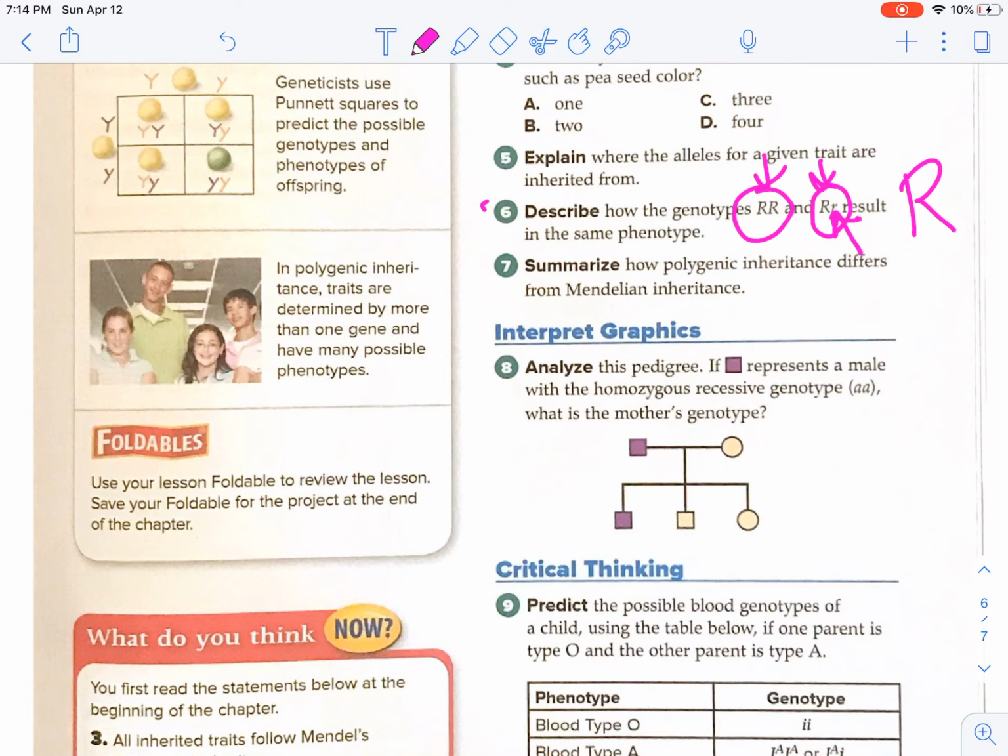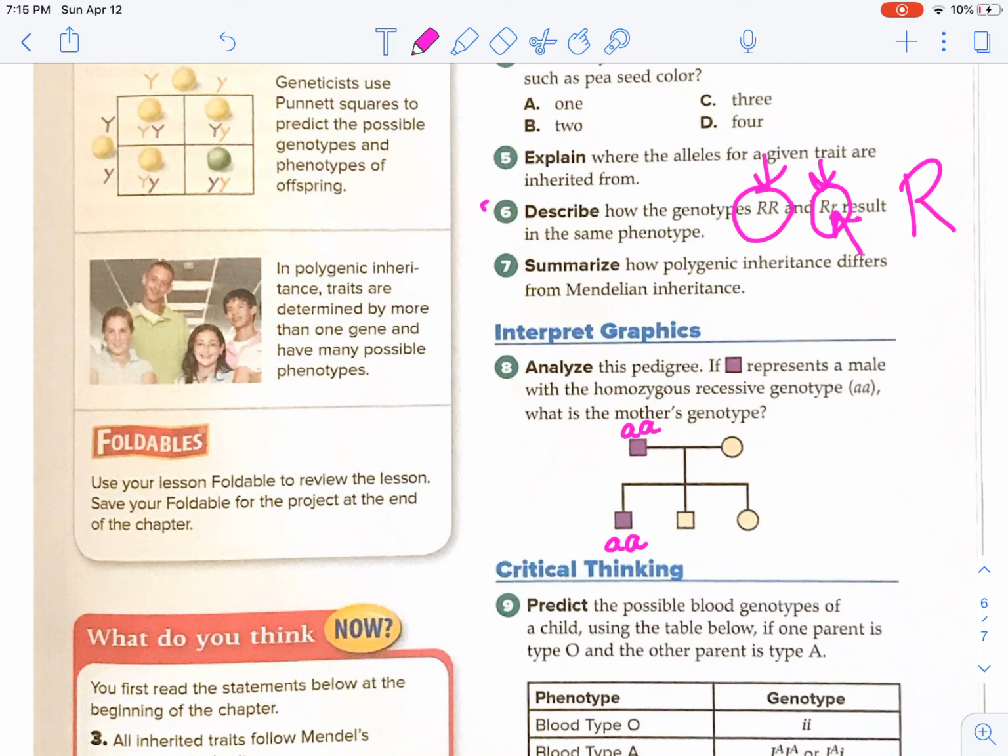Okay, let's look at number 8. So analyze this pedigree. If the purple square represents a male with the homozygous recessive genotype with little a, what is the mother's genotype? All right, well, let's look at that. So little a. So this guy's little a, and this guy's little a.